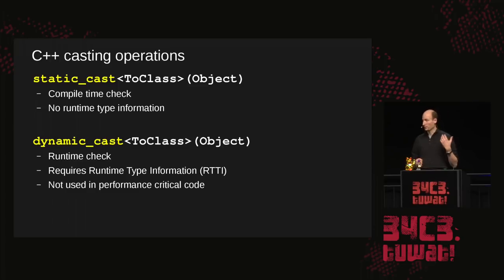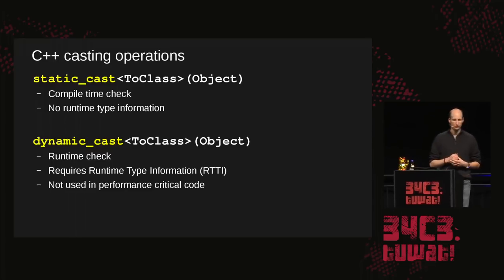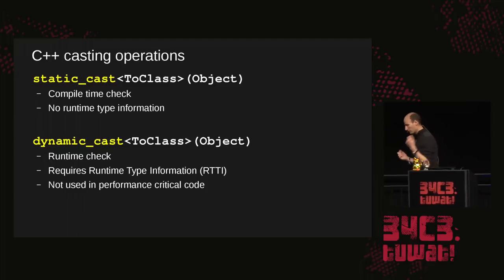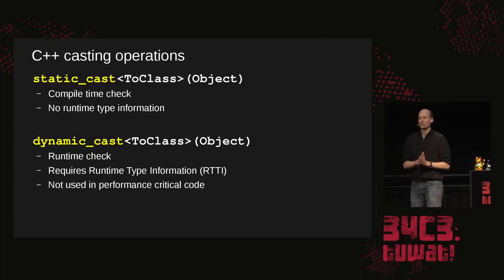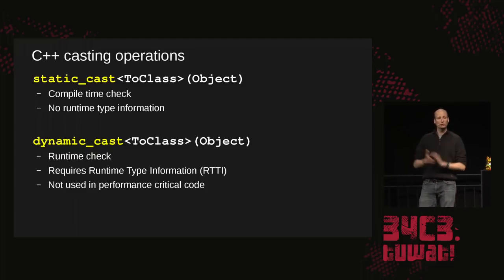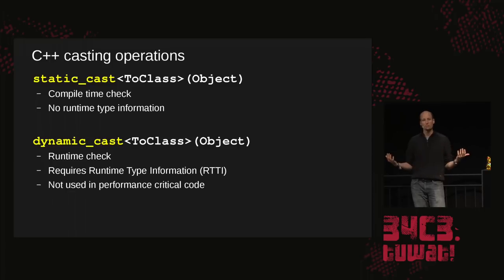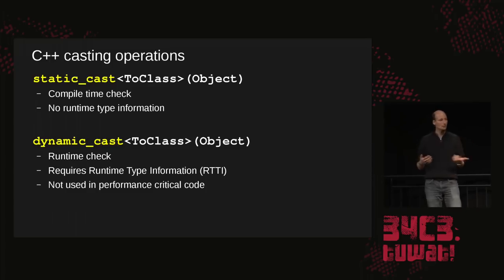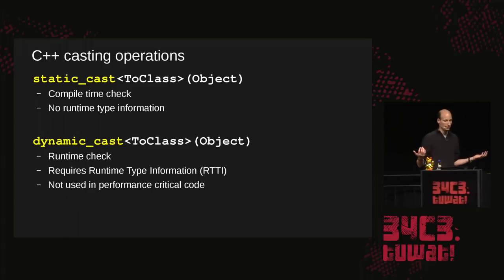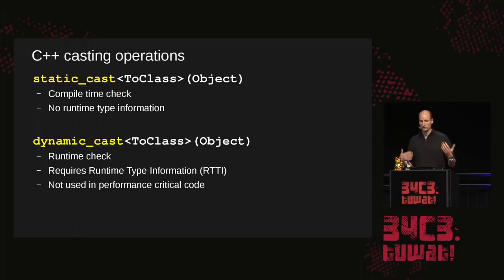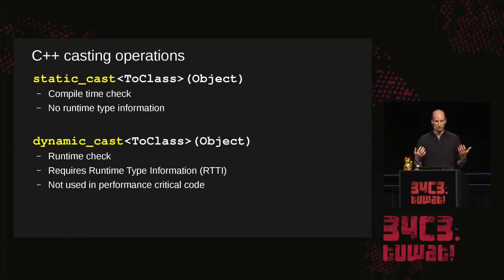The advantage is a static cast is very, very fast. The disadvantage is it doesn't do anything except a feasibility check at compile time. So what a static cast actually does is tell the compiler, please check if there is a path from the current type to the target type. And if there's any path in the class hierarchy that goes from the source type to the target type, then the cast is allowed. And it doesn't need any runtime information. It doesn't introduce any overhead, which is great for performance, but it doesn't give you any security guarantees.